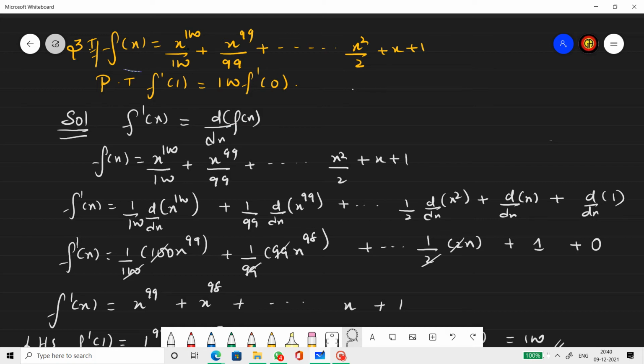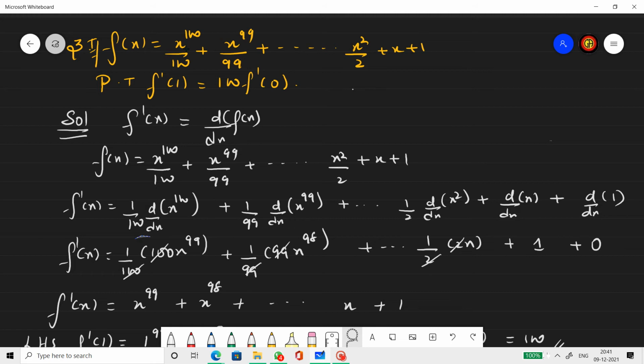Now f of x, whatever is given in the question, I have written it again. Now let us differentiate each term in the series. So f dash of x equals 1 by 100, a constant, is taken out and we differentiate only x power 100. Likewise, 1 by 99 is taken out, differentiate only x power 99. Like that, 1 by 2 is taken out, differentiate only x square. Then x differentiation and then 1 differentiation.